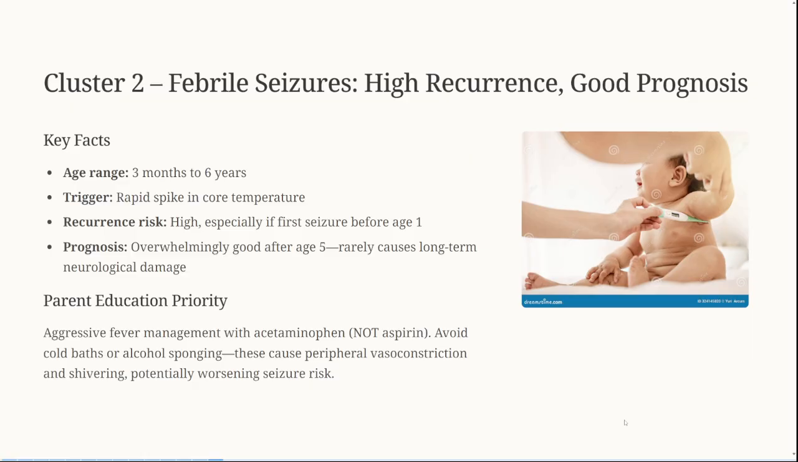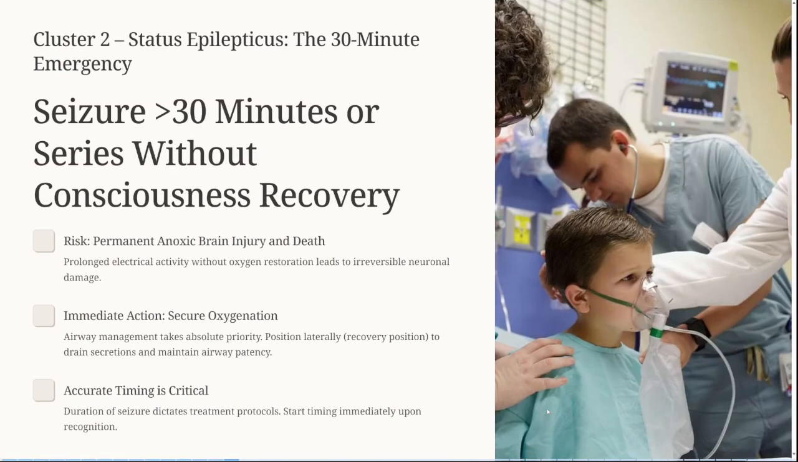The clinical urgency really increases dramatically when we talk about status epilepticus. Oh, absolutely. This is defined as a seizure lasting over 30 minutes, or a series of seizures where the child doesn't regain consciousness in between. And the risk here is huge. The risk is permanent anoxic brain injury and death. It demands immediate intervention to secure oxygenation.